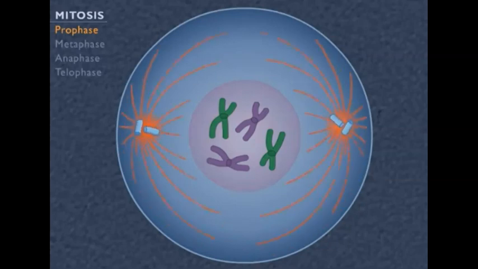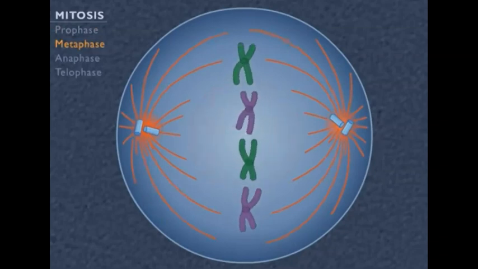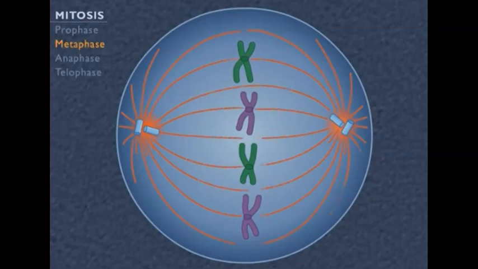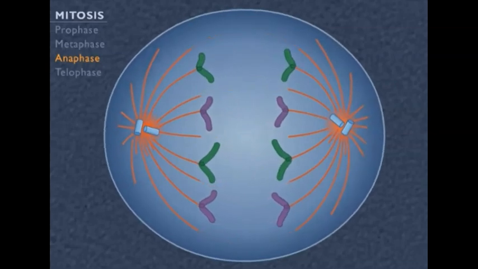poles of the cell. During metaphase, the double-stranded chromosomes line up along the equator of the cell. The spindle is now fully formed and the microtubules attach to each sister chromatid. Anaphase begins when the sister chromatids of each chromosome begin to separate. The centromere that holds sister chromatids together divides, and the chromosomes move away from each other along its spindle fiber.